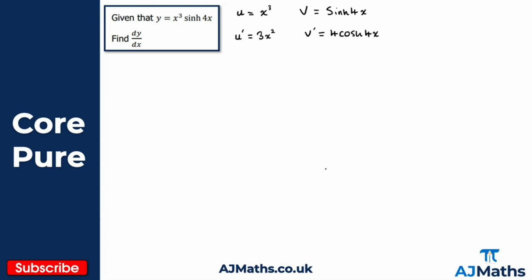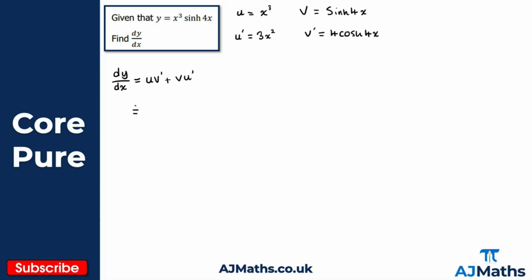Okay. So now, if we're using the product rule here, let's just state that result. So dy by dx. Using the product rule then, this will be u v prime plus v u prime.